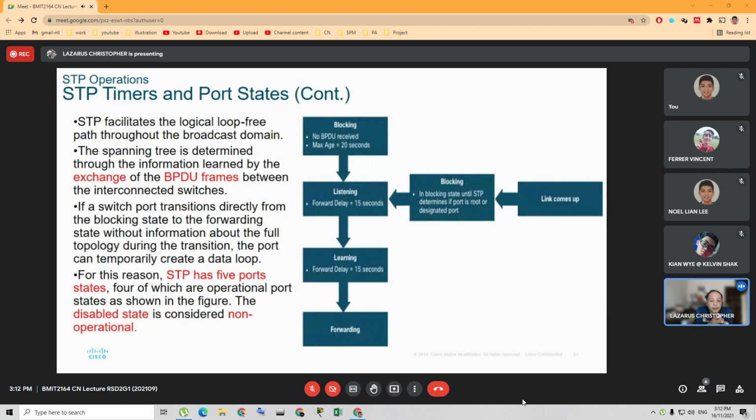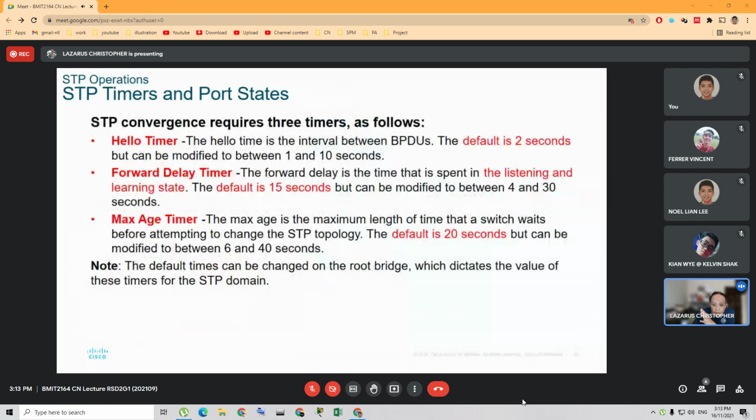Right. So this is the figure shown earlier in diagram format, showing that you have 5 states and 4 are operational port states. The disable state is non-operational, so that doesn't count. The first state is the blocking state. No BPDU sending, it receives only. Max age is 20 seconds. I think it is this one.